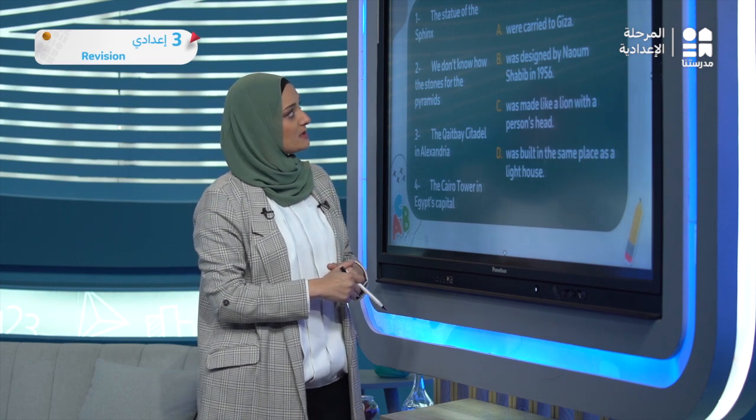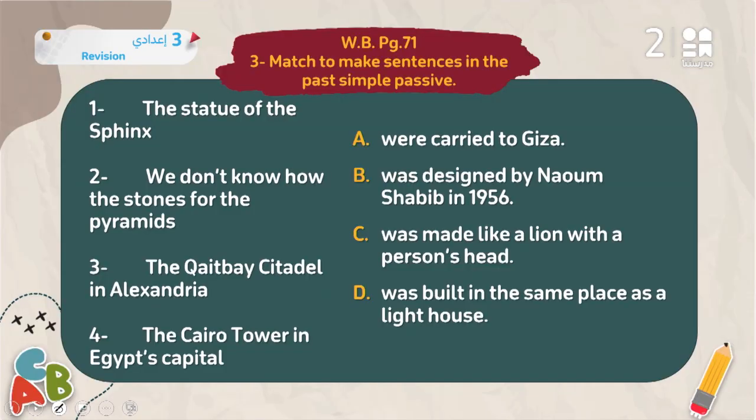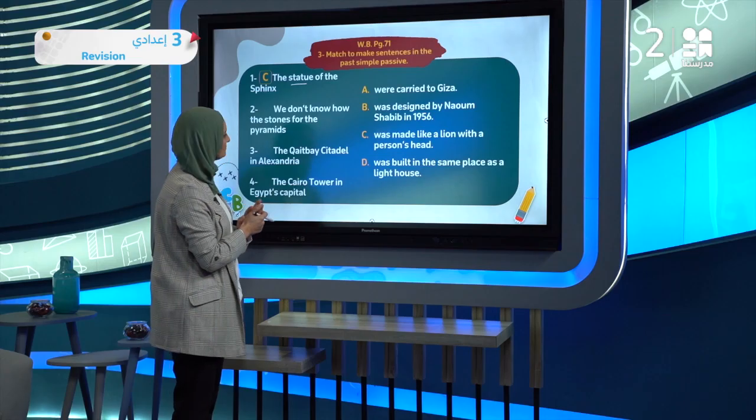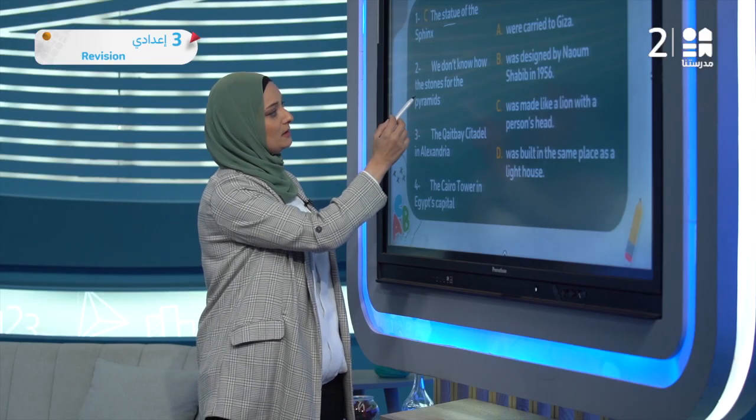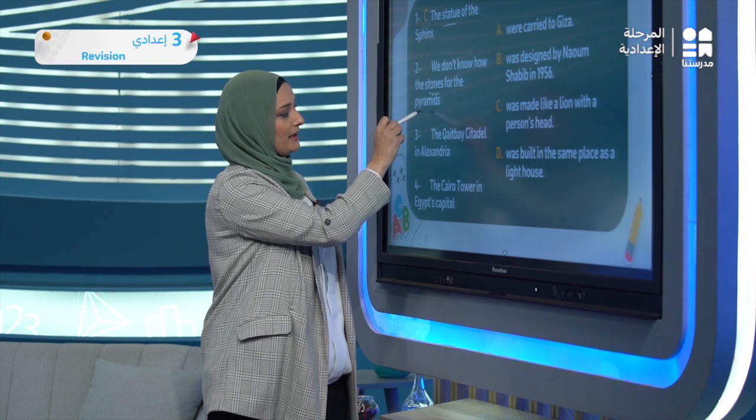The statue of the Sphinx ___. Of course, statue is singular, so I choose something that has was. Was built in the same place as the lighthouse? No. Was designed by Naoum Shebib? No. Was made like a lion with a person's head, meaning made in the shape of a lion with a human head. We don't know how the stones for the pyramids ___. We don't know how the stones of the pyramids.